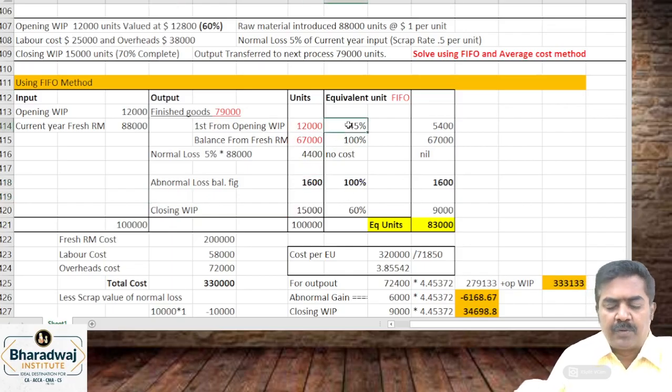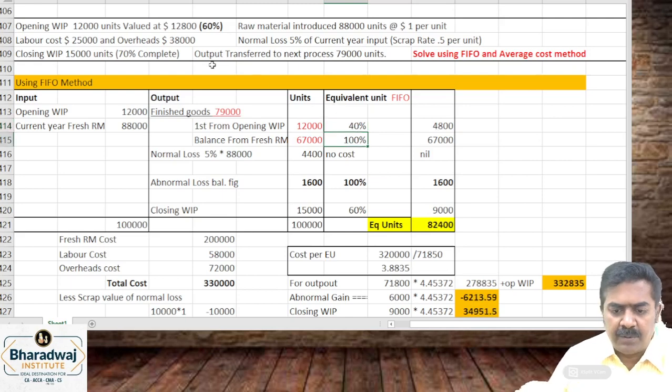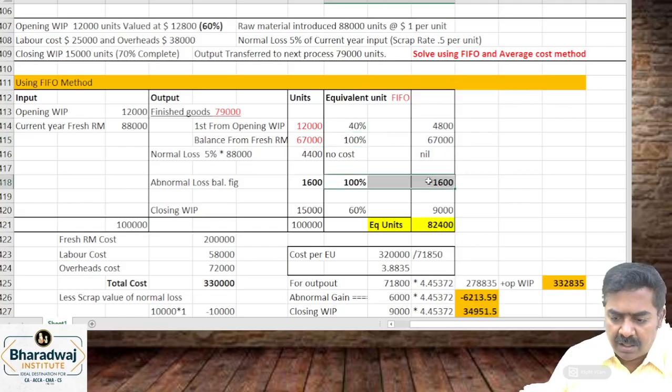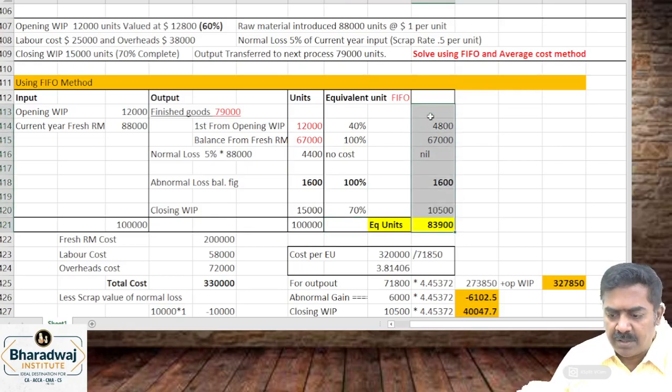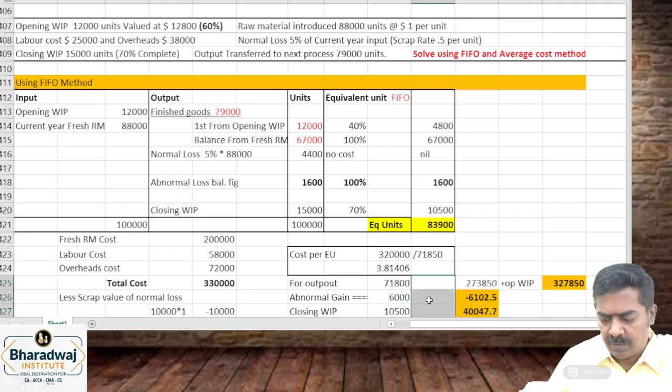So from opening WIP, already 60% complete means the balance 40% we do. This 100% of the work we do. Abnormal loss 100%. Closing WIP is given as 70% complete. So this will give us the equivalent units.